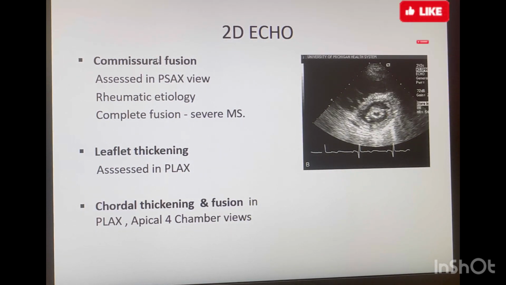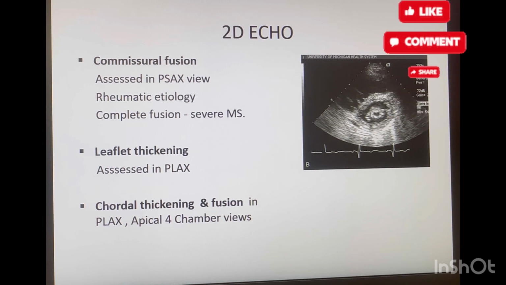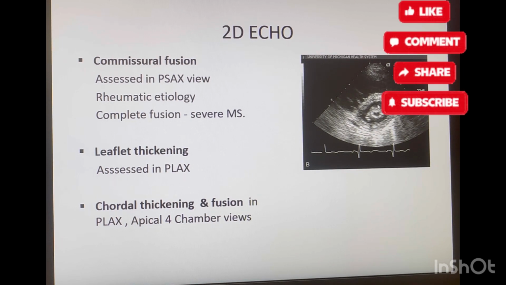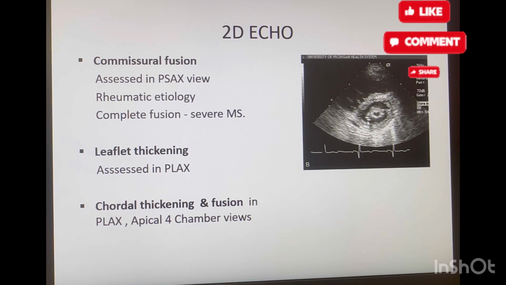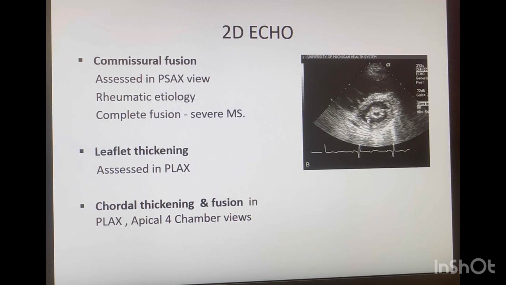Okay, then the commissural fusion. This is very important. Okay, so this is the short axis of the mitral valve. And here are the commissures. This is one commissure, this is the other commissure. This one is known as anterolateral commissure, this one is the posteromedial commissure. You need to know these names very well, because once you are going to report your mitral stenosis, you need to mention about the commissures, whether the commissures are fused, they are split.